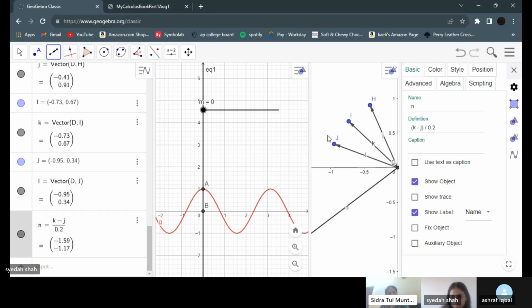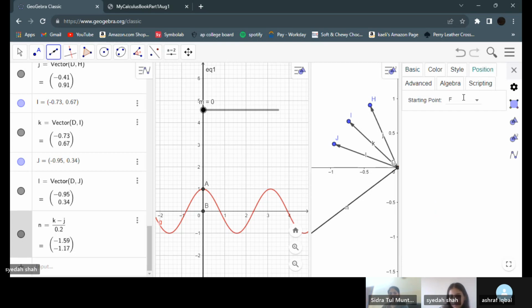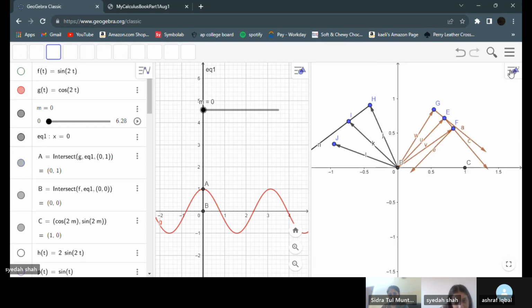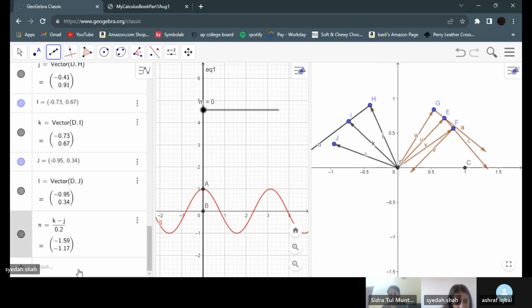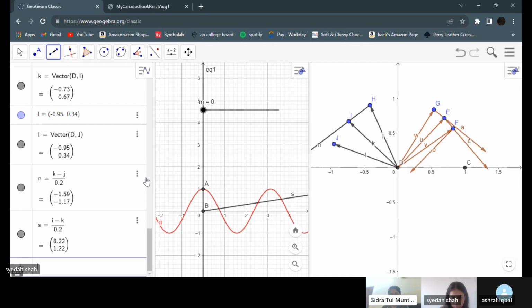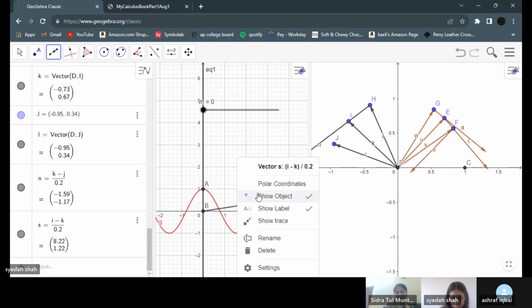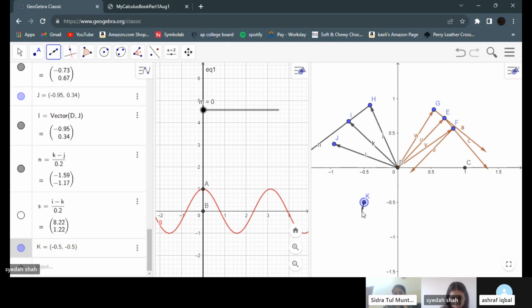Okay, you are just setting the position. Okay, okay. Sania, the back. Okay.